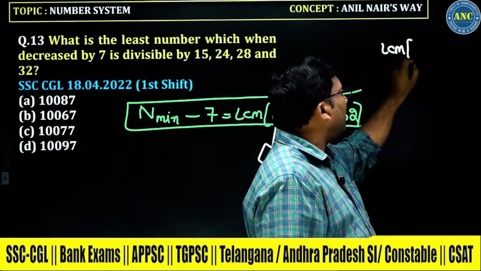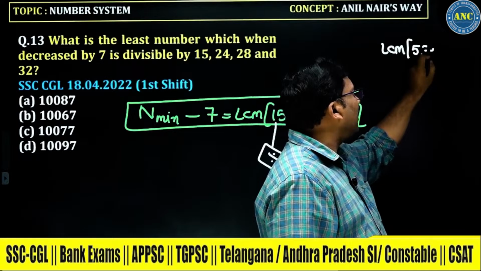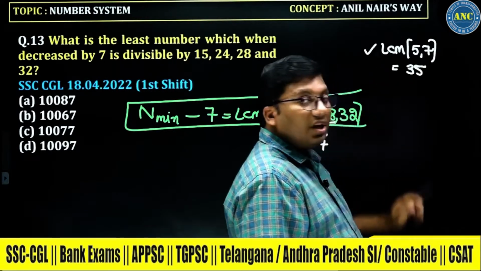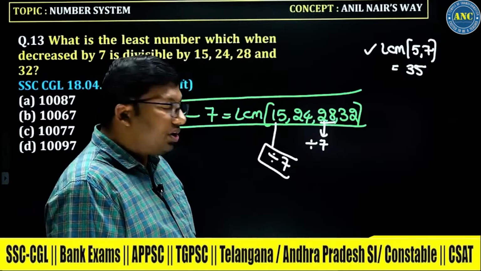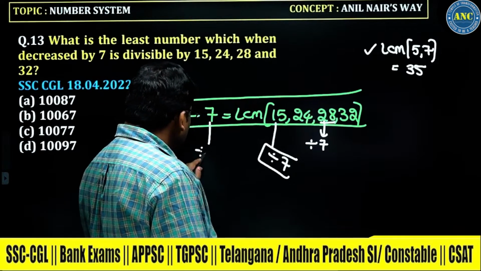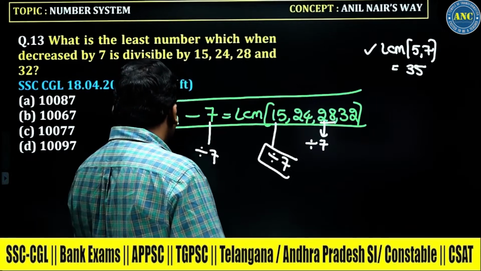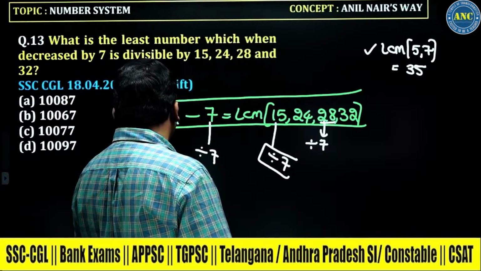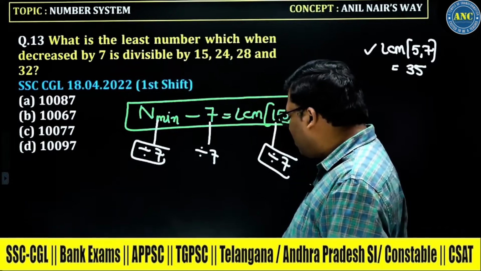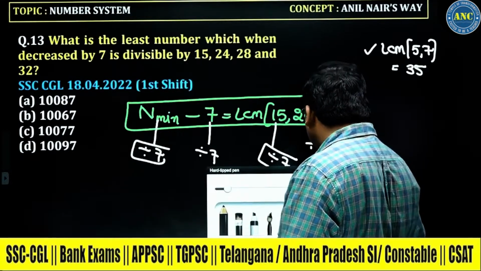LCM of 5 comma 7 is 5 into 7, 35. Input 7, output is also divisible by 7. This is divisible by 7, this is also divisible by 7. That means the answer should be divisible by 7. Check which answer option is divisible by 7.